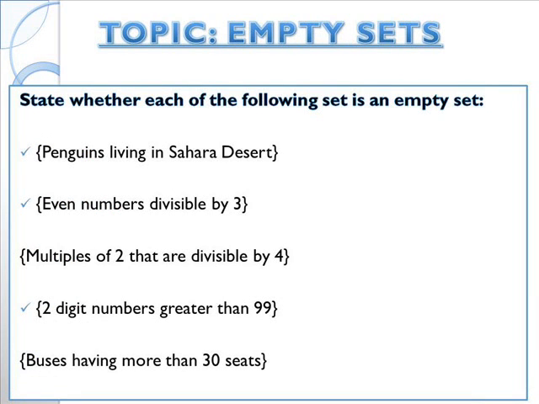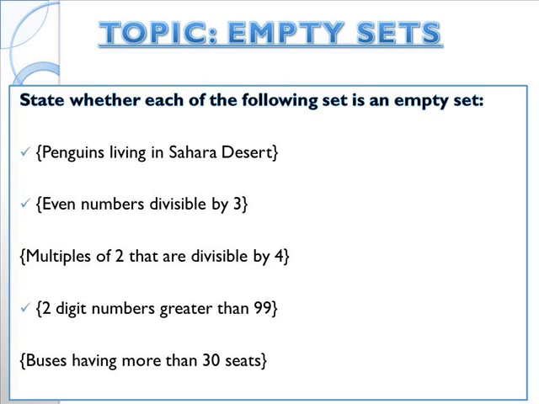Our next question is related to empty sets. Here we are required to state whether the given sets are empty sets or not. The first one is penguins living in Sahara Desert. Well, it is quite obvious that penguins cannot survive in a desert, therefore it is an empty set. Then we have even numbers divisible by 3. Well, even numbers are only divisible by 2. Therefore, it is also an empty set.